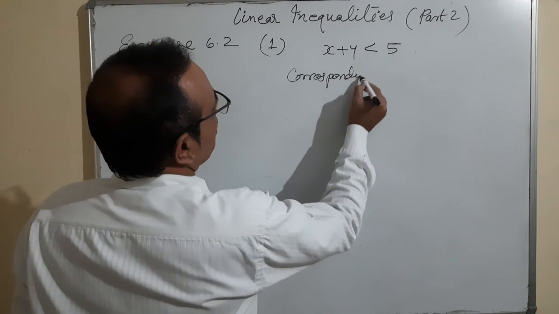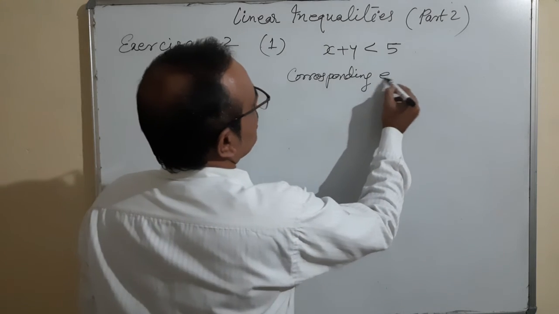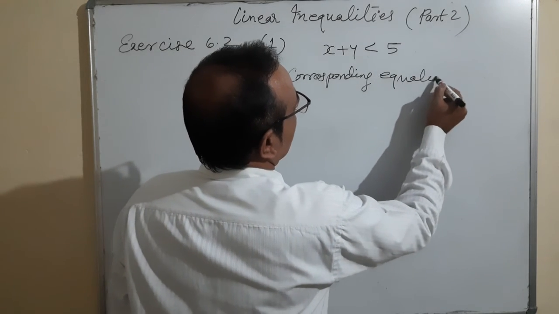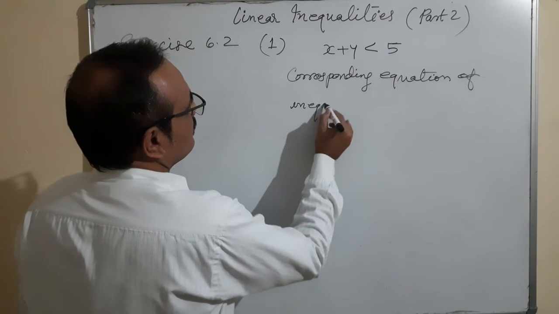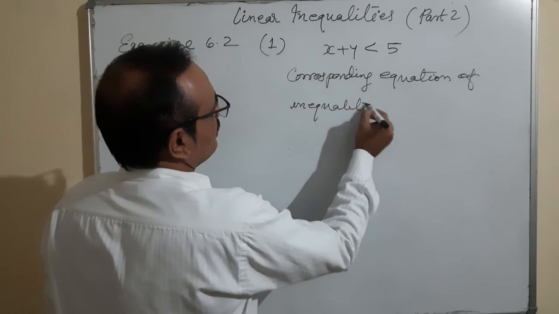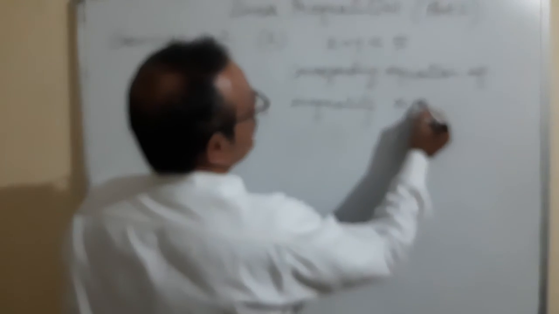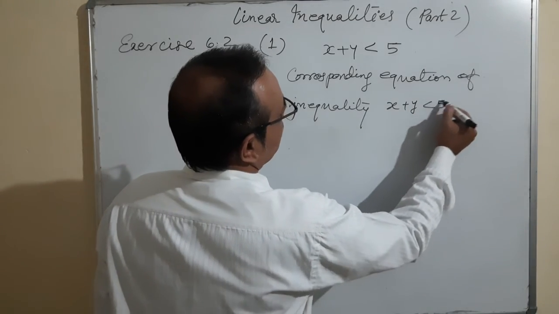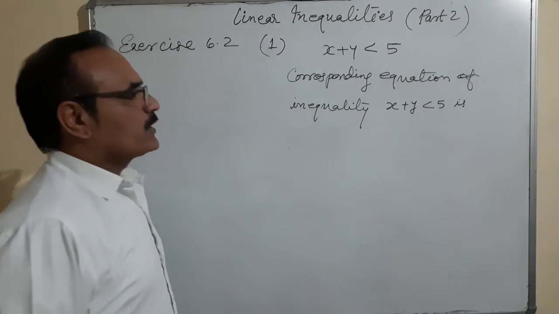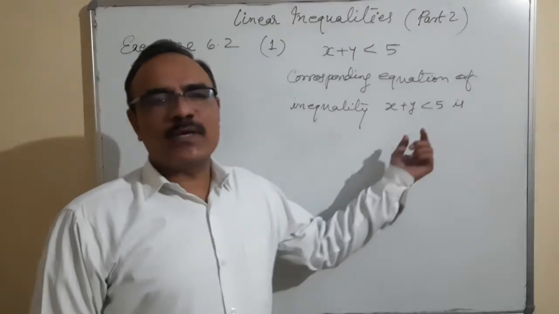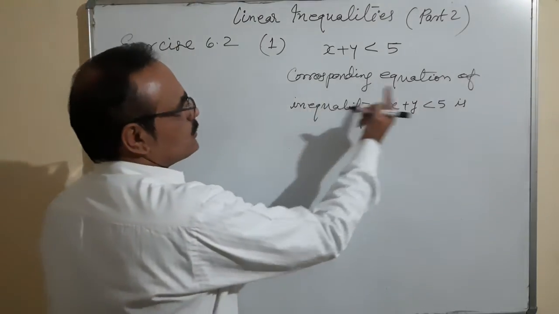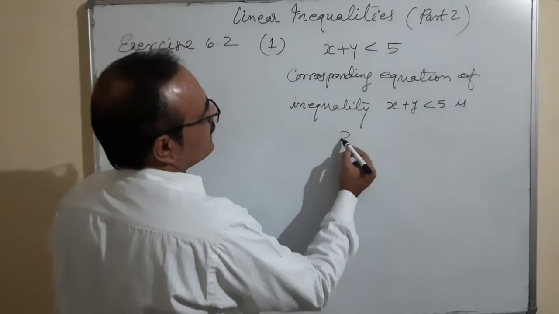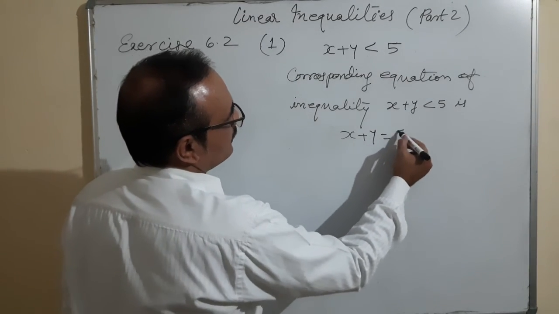Corresponding equation of inequality x plus y is less than 5. What is the corresponding equation of this inequality? Equation means is equal to. So the corresponding equation of this inequality is x plus y is equal to 5. Am I right?